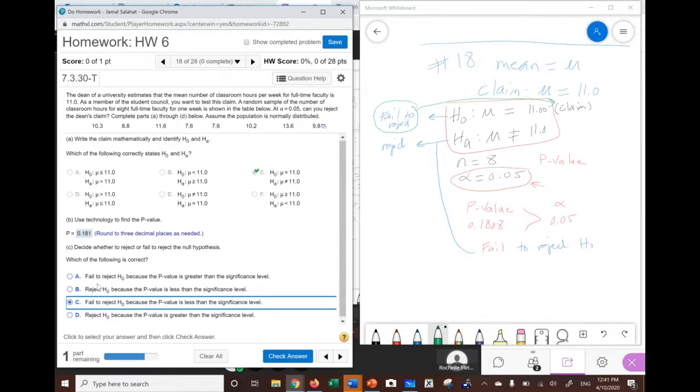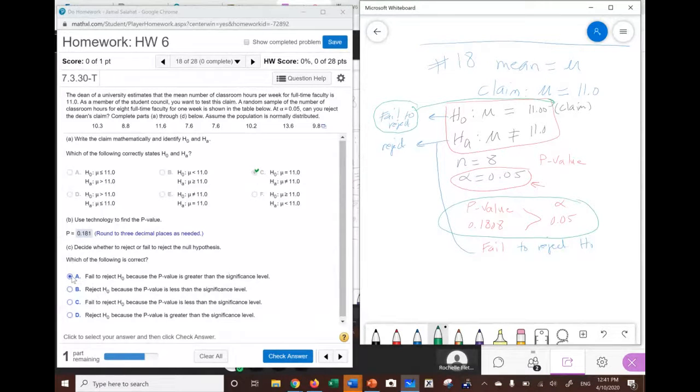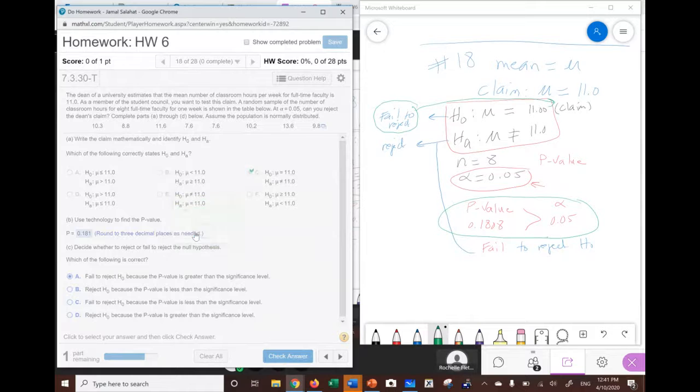Is it A or C? Now in A it says fail to reject H note because the p-value is greater than the significance level, which is true. The p-value is greater. Notice that C says fail to reject H note because the p-value is less, which is not correct. So our correct answer is A. So when we check A, we get the correct answer.